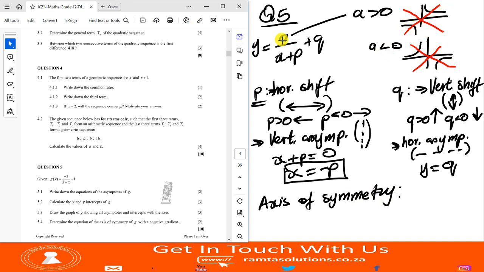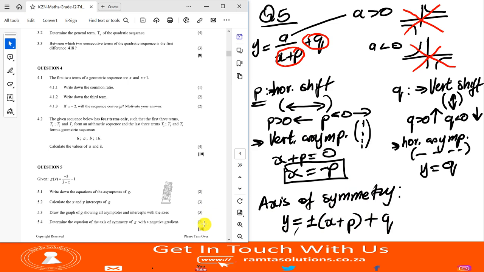Now to find that, you will say it is y equals plus minus this part here, plus this part here. So it is y equals plus minus x plus p, plus q. You take them as they are and you're good to go. Perfect. Now we can answer our questions.